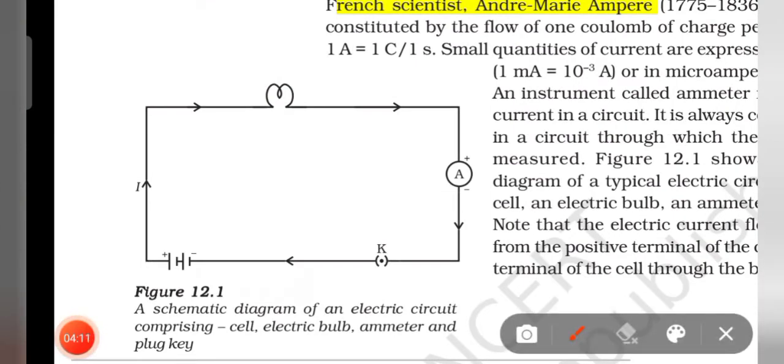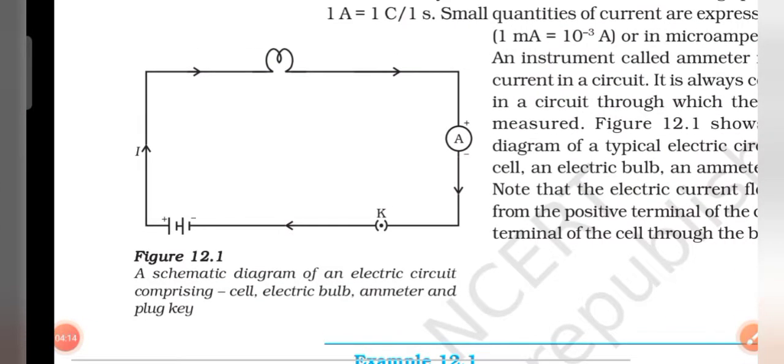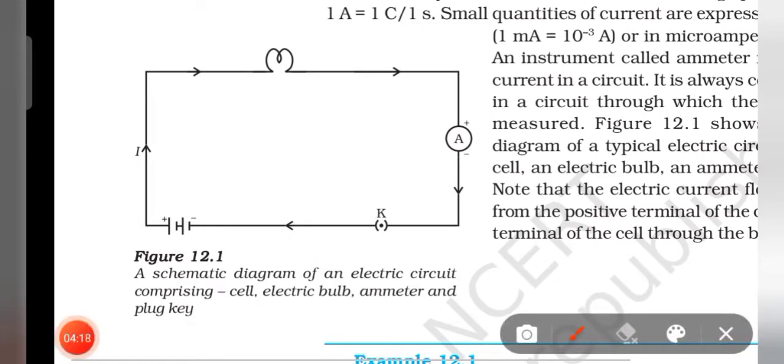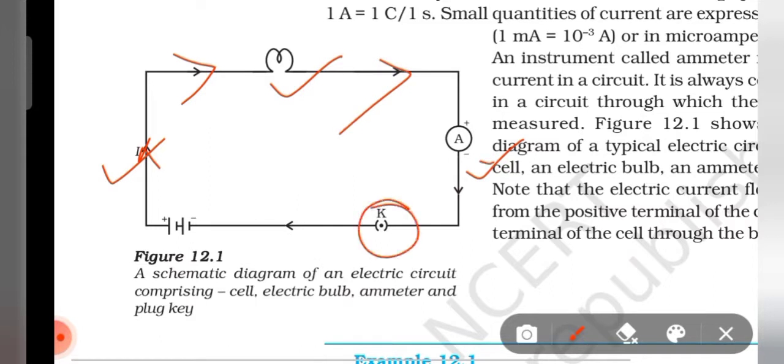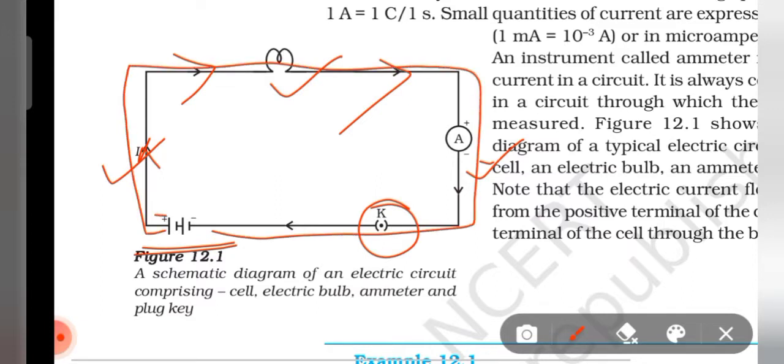Now we'll take a look at this closed circuit. This is a circuit. You should understand the circuit as numericals come from this. This is the ammeter, this is the bulb, and this is the direction of flow of current. This is the terminal, and this is the plug key, and this is the cell. And as you know, current always flows from the positive terminal to the negative terminal. So this is the positive terminal and this is the negative terminal, so current flows from the positive terminal to the negative terminal. Diagrams come in the exam, so you have to draw the diagrams.